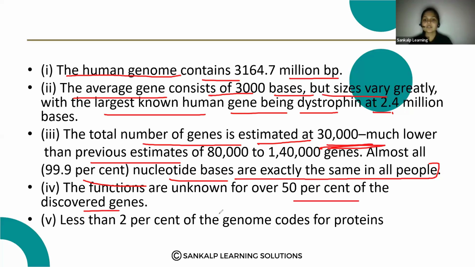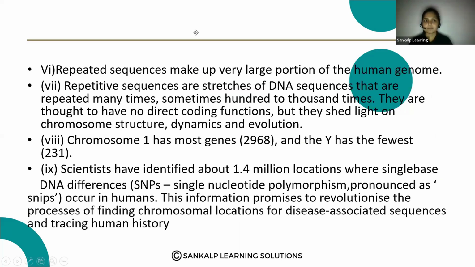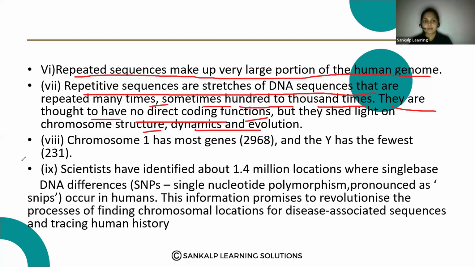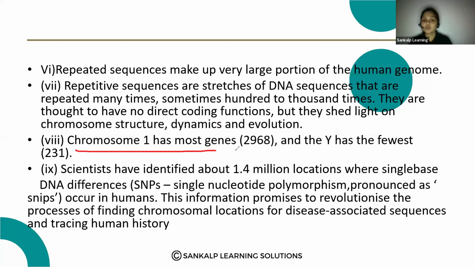Less than 2% of the genome codes for protein. Repeated sequences make up a very large portion of the human genome. Repetitive sequences are stretches of DNA sequences that are repeated many times, sometimes 100 to 1000 times. They are thought to have no direct coding functions, but they shed light on chromosome structure, dynamics, and evolution.